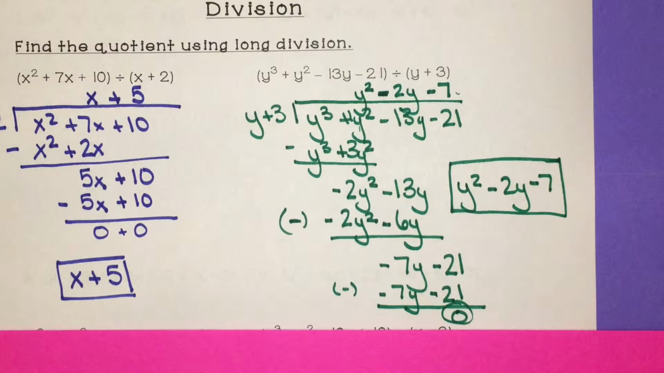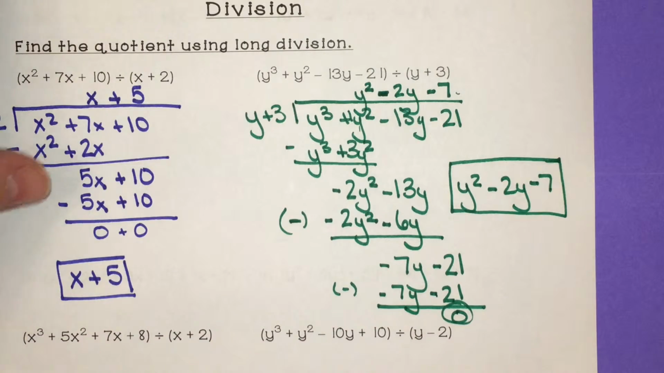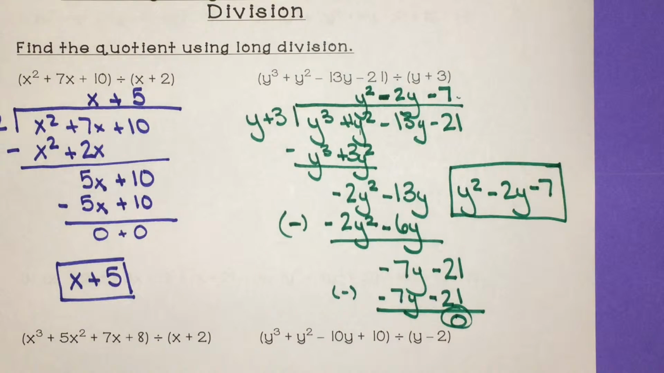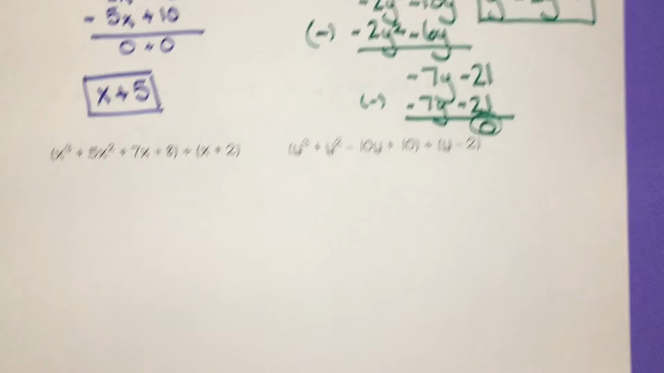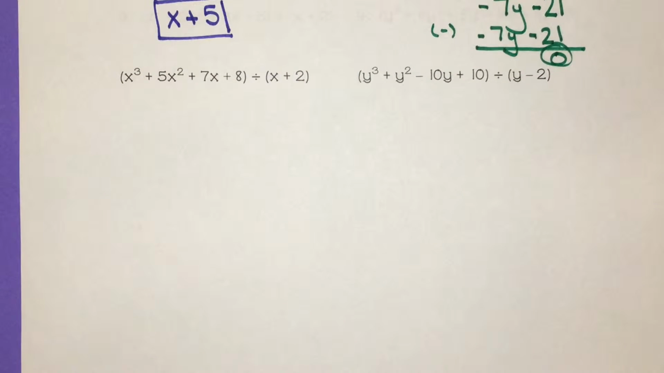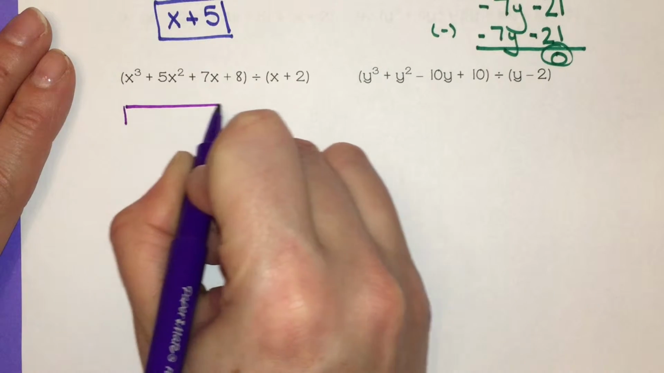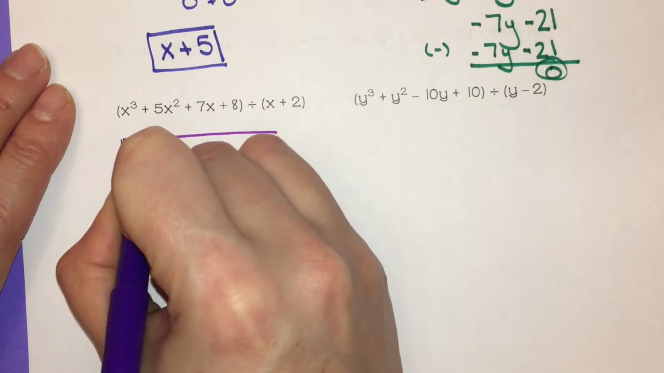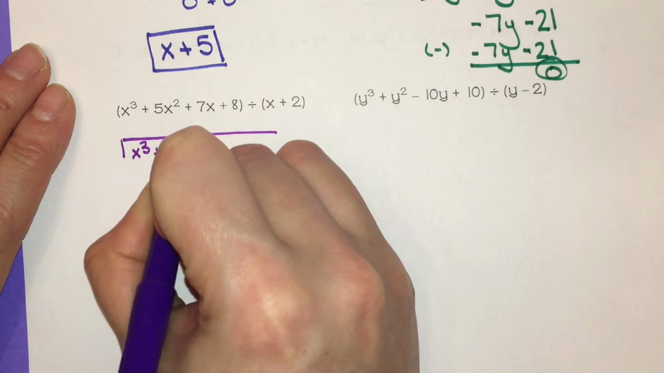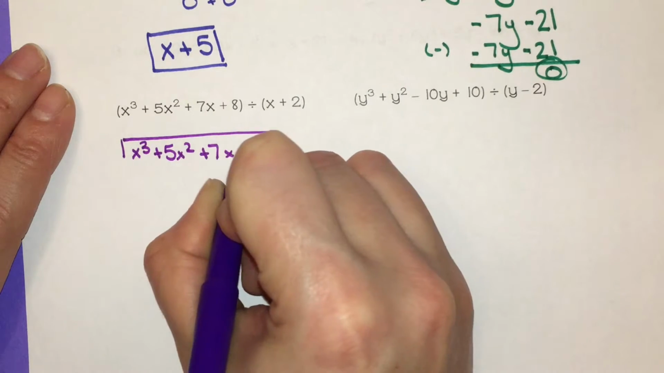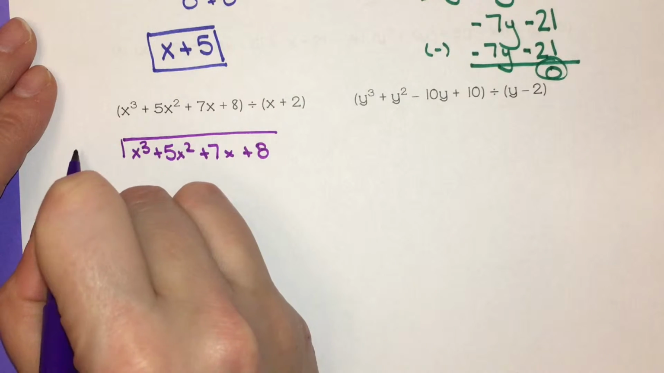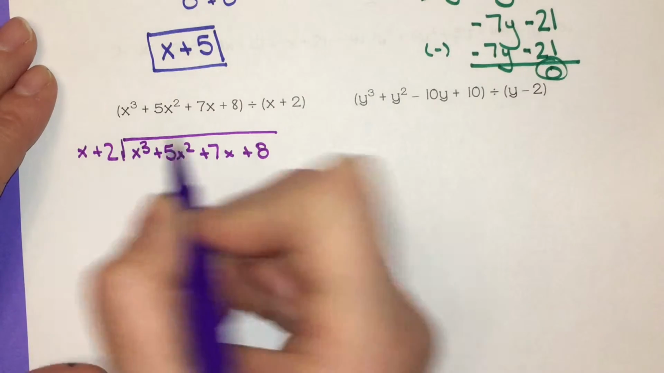Okay. So those ones were fairly easy because we didn't have a remainder. We were left with 0 at the end. So now we're going to try a couple of problems where we do have a remainder. It's not too much more difficult. All right, so this first one, we're going to set it up the same way. We have x cubed plus 5x squared plus 7x plus 8, and it's divided by x plus 2.